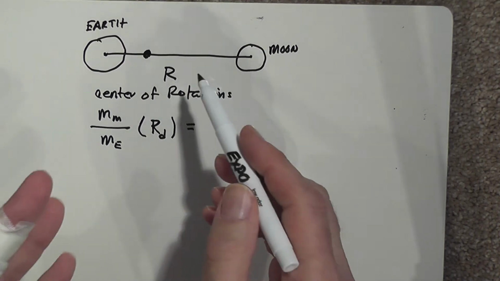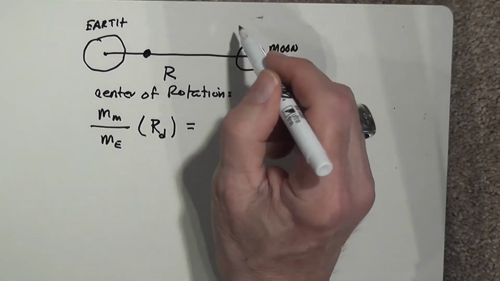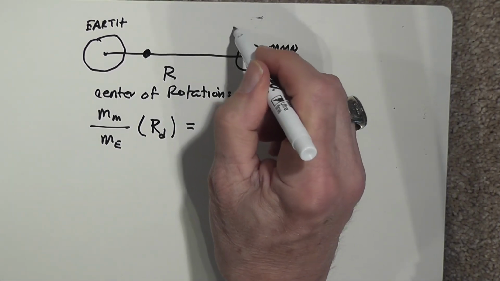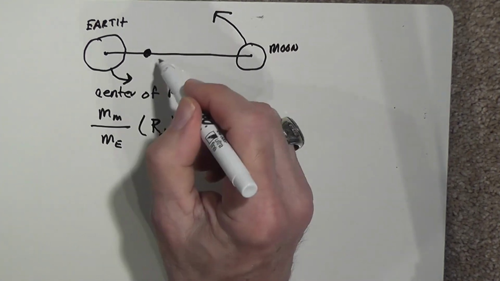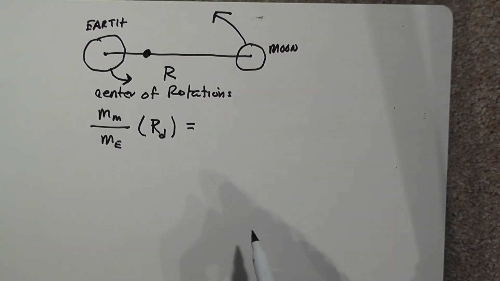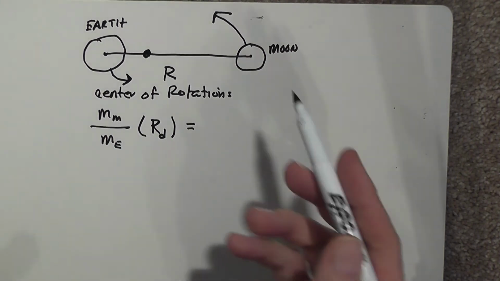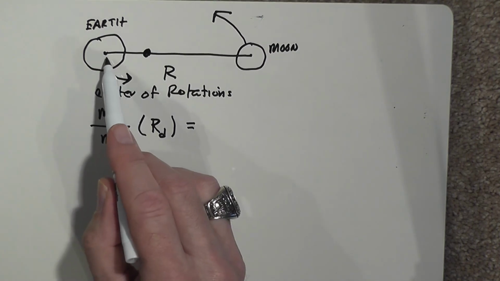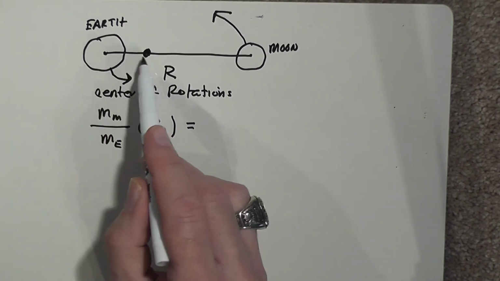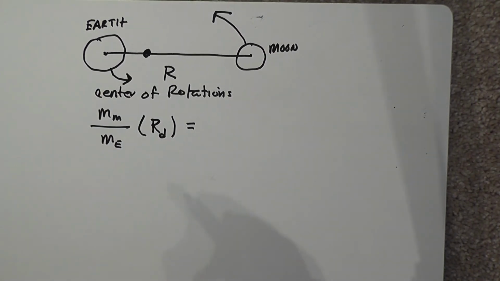So both the moon and the Earth are actually going around as they are attracting each other. This is going this way, and they're going around the center point. Now, the moon does go around the Earth in this case, but because of the short distance to the center of rotation, the Earth doesn't go around the moon.